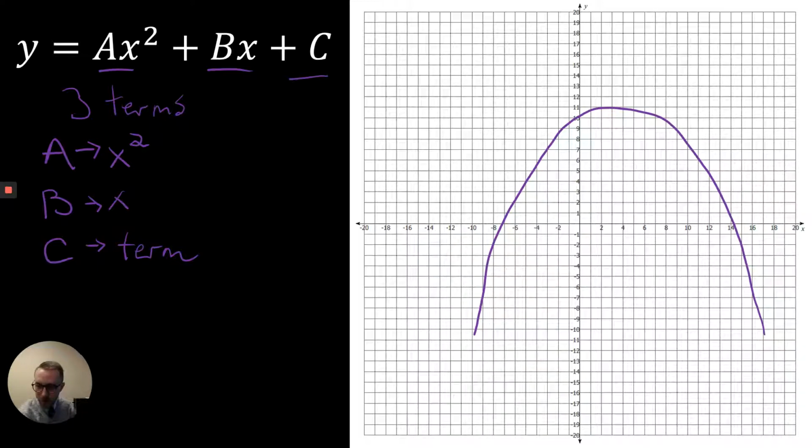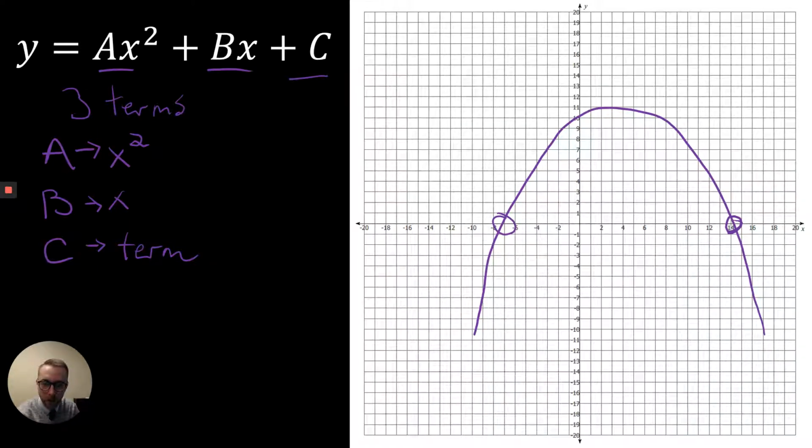Now the interesting thing about a curve is it crosses the x-axis in 2 different places. And even though it's a curve, it's still a function. For each x value, there's exactly 1 y value. But you'll notice that here it crosses the x-axis at about positive 14, and here again at negative 7.